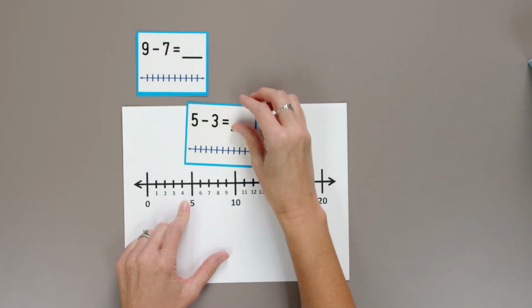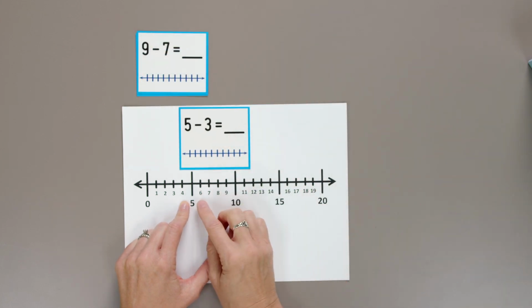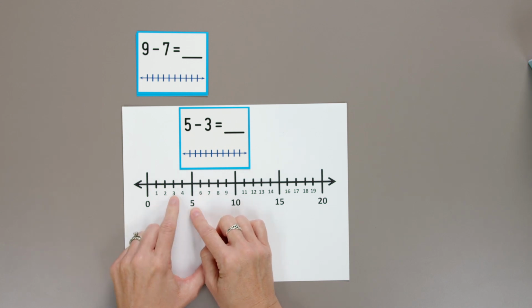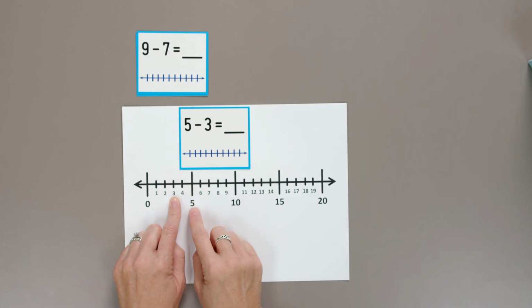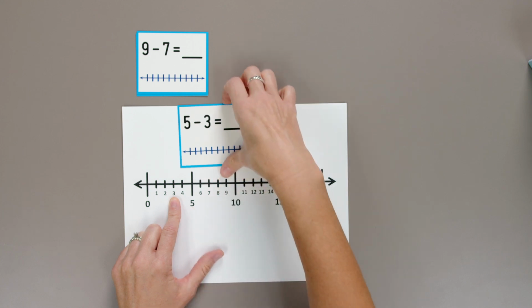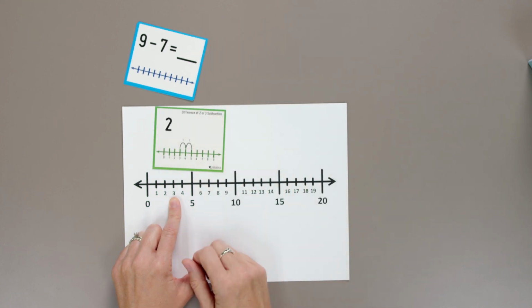What about 5 minus 3? Are 5 and 3 close to each other on the number line? 5, 3. They are really close. How close are they together? 1, 2 jumps away from each other. The difference between 5 and 3 is 2. Nice.